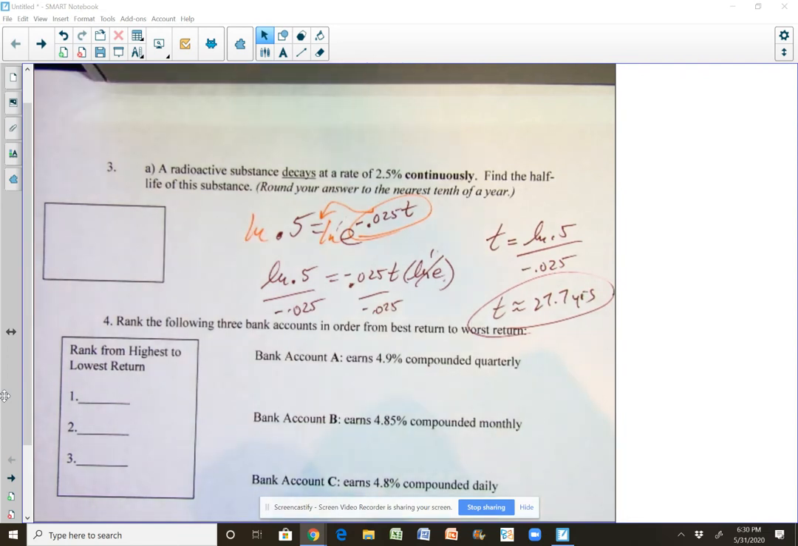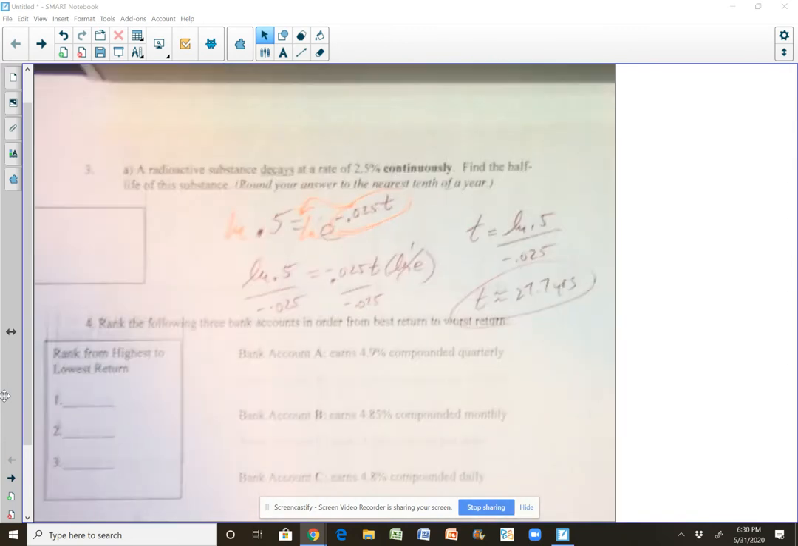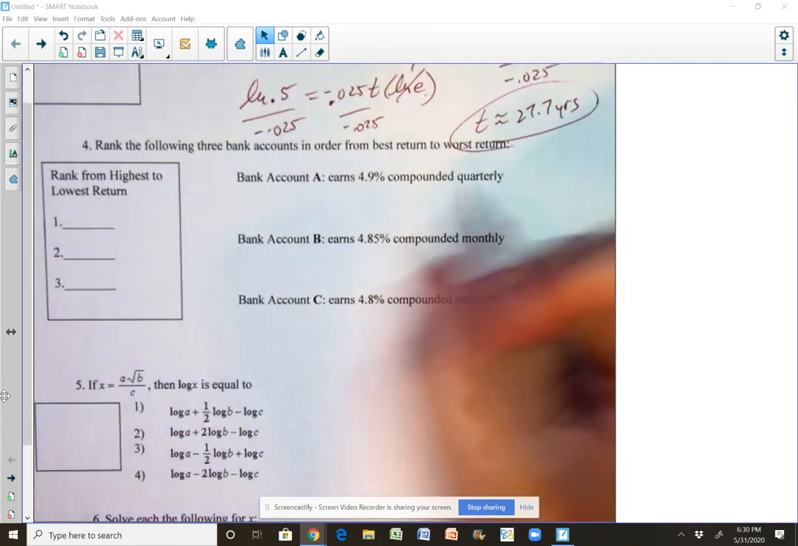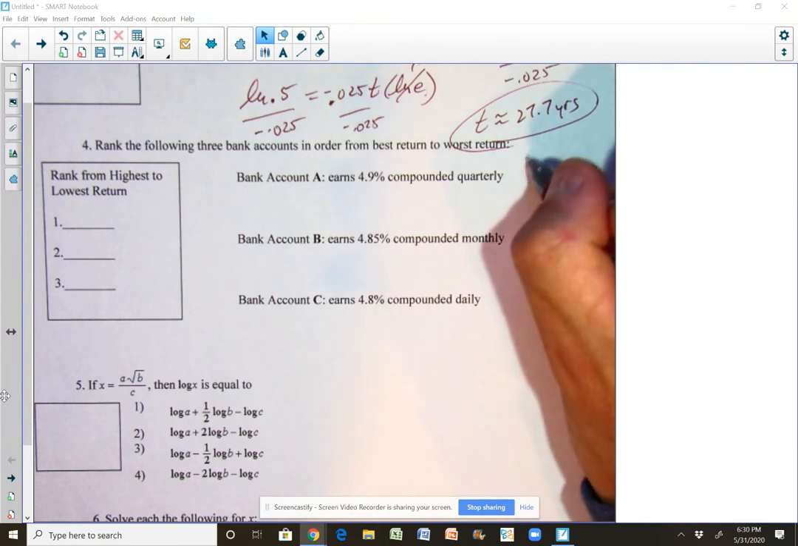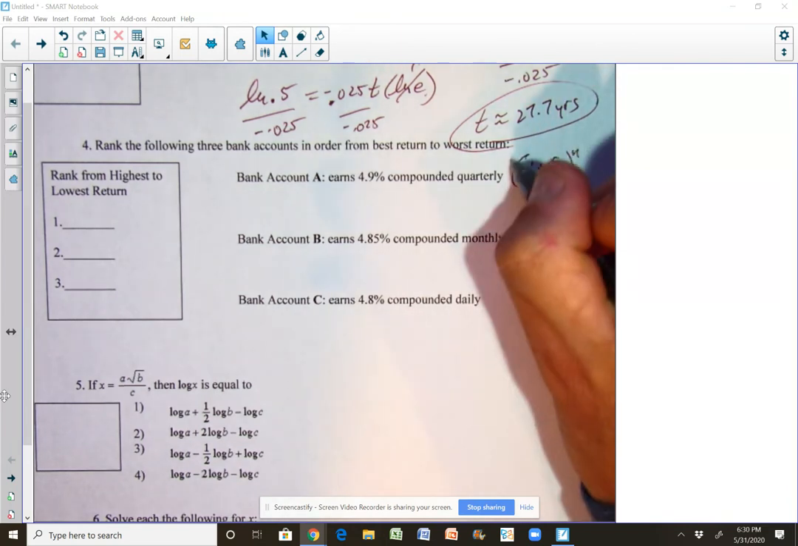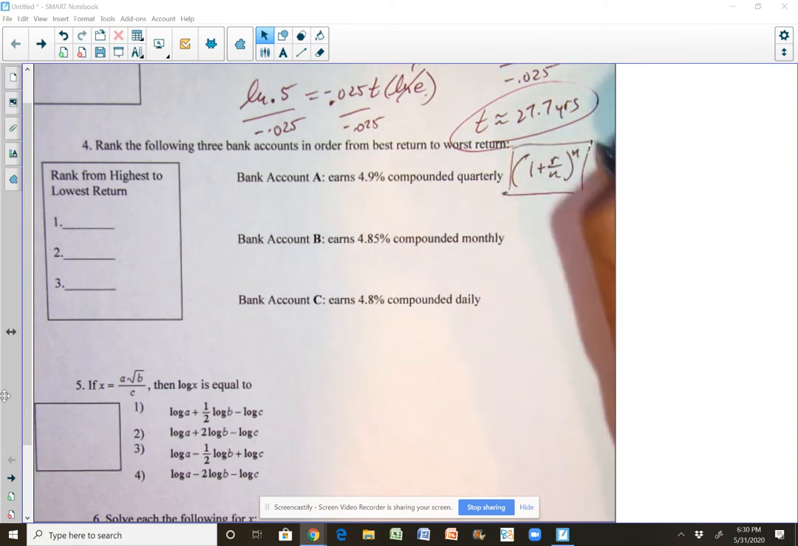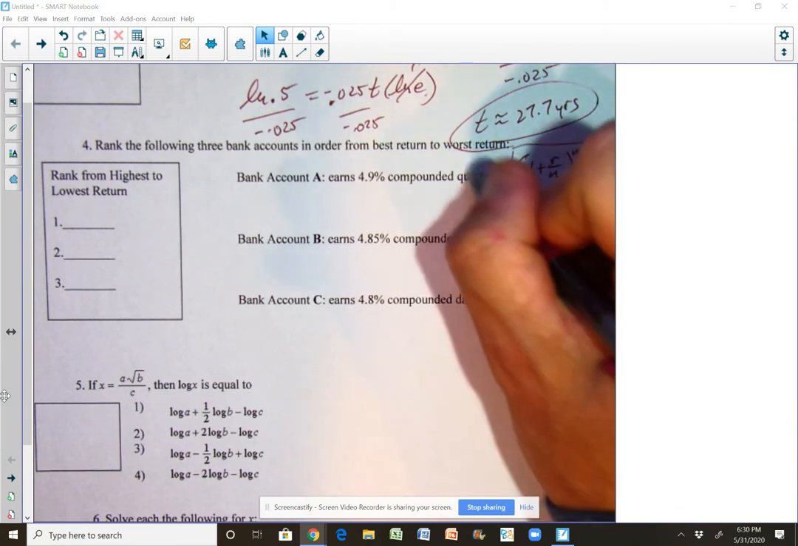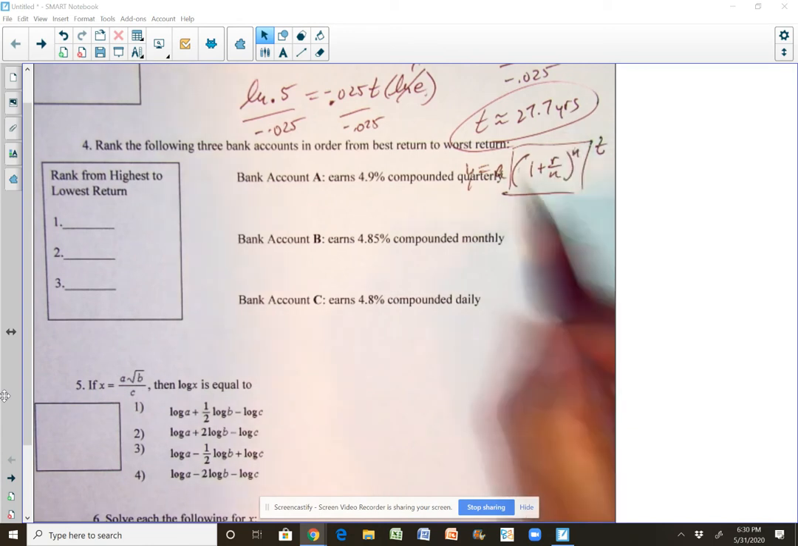All right, then we go to number 4. This is just comparing the effective annual yields for each. So for that, all we got to do is set up those base values, right? So this, the 1 plus r over n to the n, that's the part that represents the effective annual yield. All right, so we're just looking for this part right here.